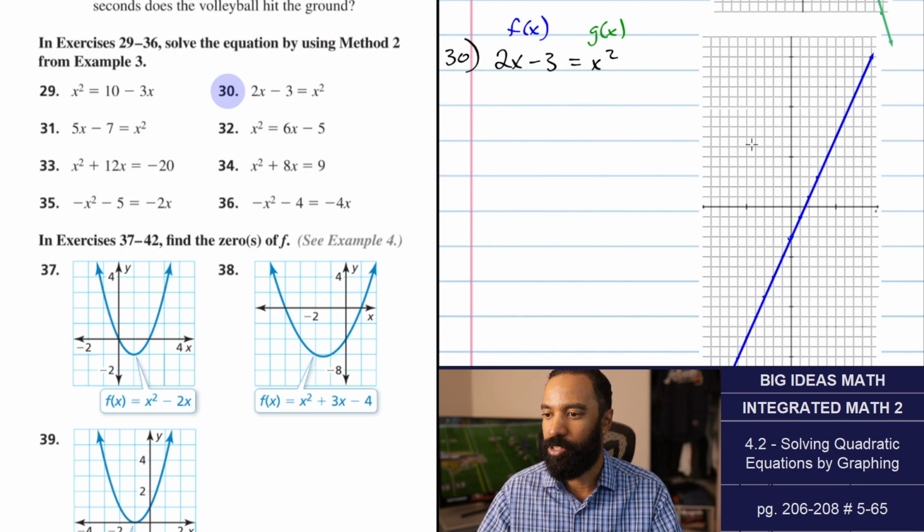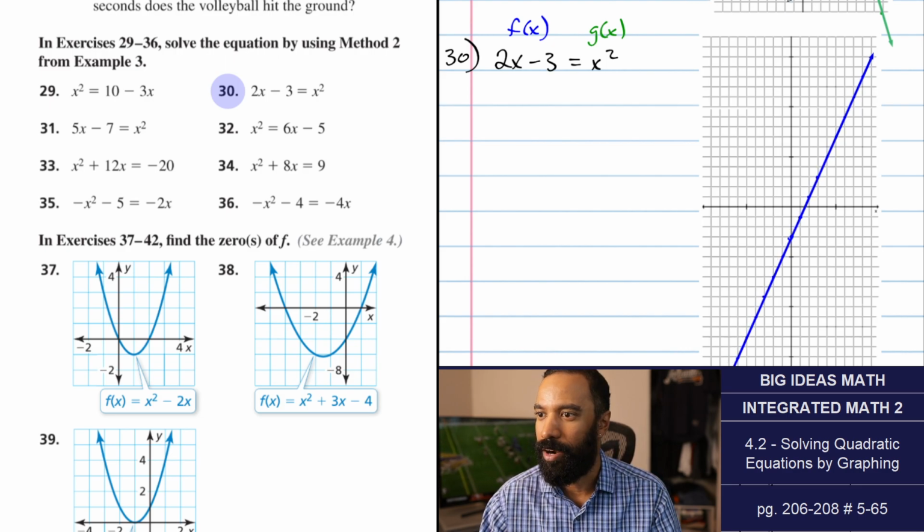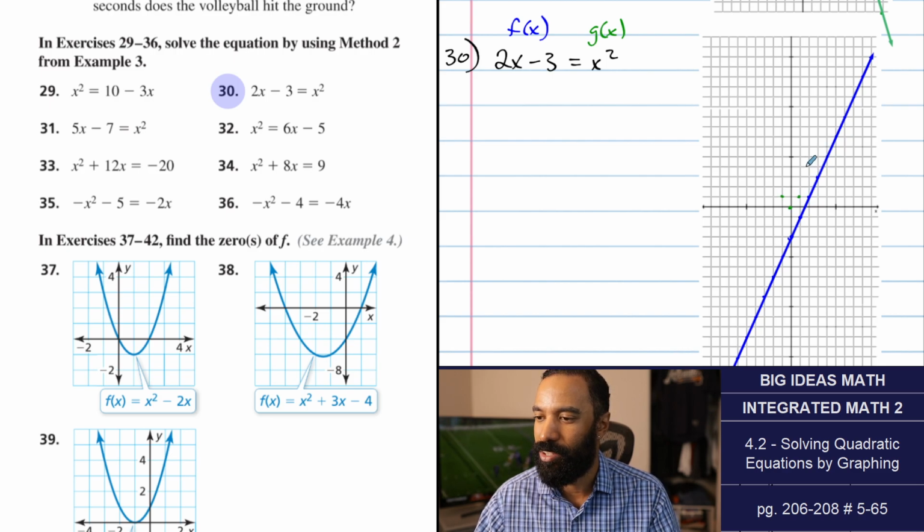Okay, now let's compare it to y equals x squared, which looks like this. 1, 1. Oh no, look at this. They'll never hit. 2, 4, 3, 9. Don't force it. If it doesn't hit, it doesn't hit.